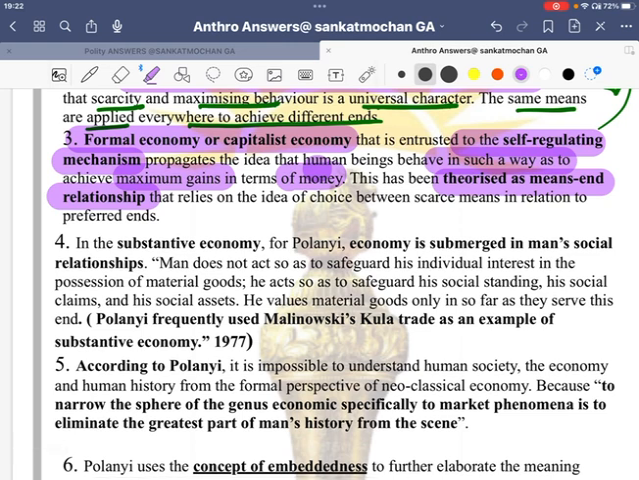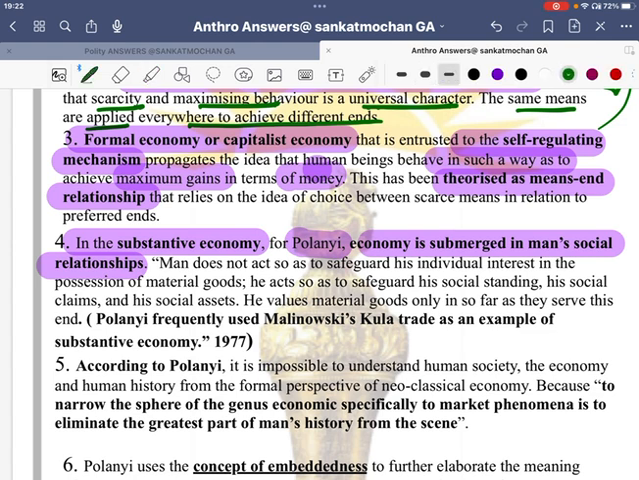Now, let's return to the study table. In substantive economy, Polanyi said the economy is submerged in man's social relationships. Man does not act to safeguard his individual interest in the possession of material goods. Fine. He acts to safeguard his social standing, his social claims and his social assets. See, in this phase he said the individual is not supreme. Yes, society is supreme. Now also, why are you working for IAS?